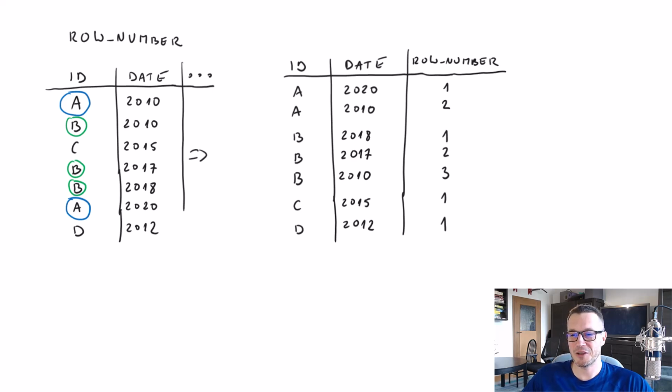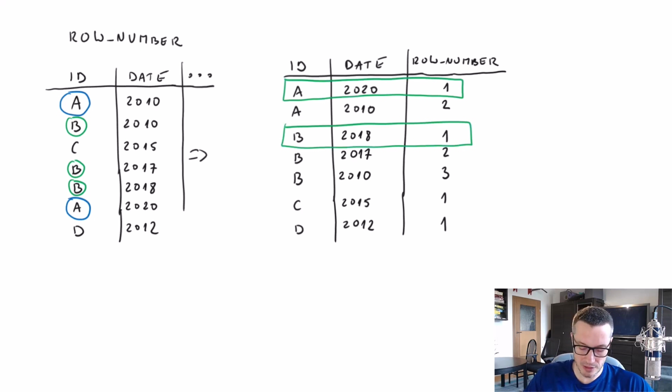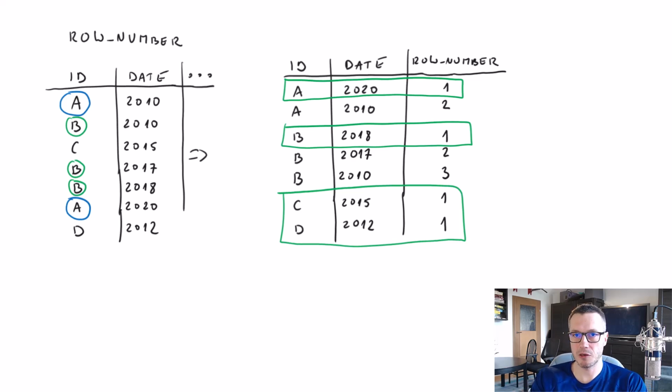And now you should see already that the rows that we care about are the ones that contain 1 as a row number. So it is this row, it is this row, and those from C and D. Simply, it means that in our query, after we apply a row number column, we could set a filter to ignore rows with row number bigger than 1. So it will ignore this, this, and this row.